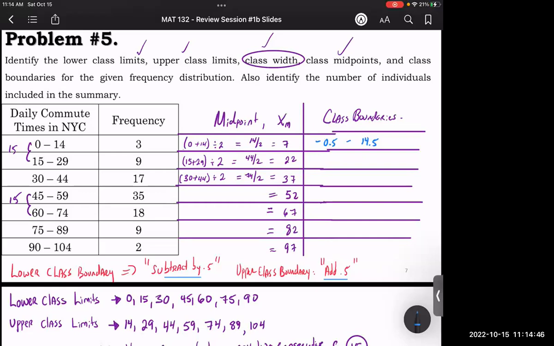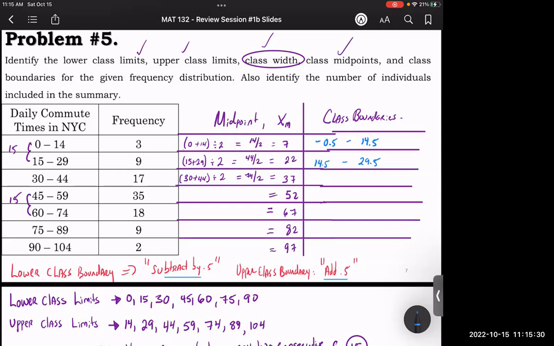And now we continue this. Look at your second class. From 15 to 29, you would have to subtract 0.5 to get your lower class boundary. Upper class boundary, add 0.5. So what would the class boundaries be for the second class? 14.5, yes. And for the upper class boundaries? 29.5. Okay.